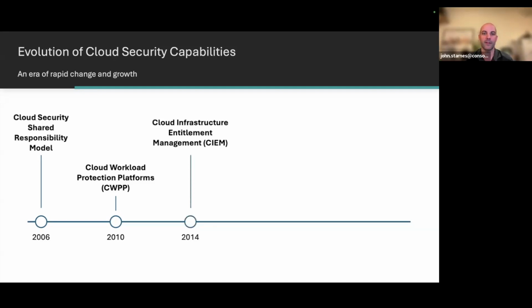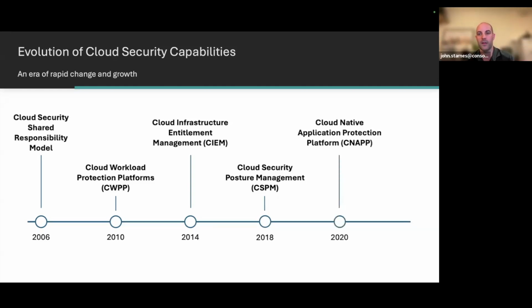2014, CIEM technologies were released, so Cloud Infrastructure Entitlement Management. This is focused really around the IAM component of cloud environments, who has access to what, auditing of those accesses and entitlements. Cloud Security Posture Management, CSPM, in 2018. This is focused around the administrative control plane of the cloud environments. And then finally, 2020, the most recent kind of modern iteration of all of these is CNAPP tools, or Cloud Native Application Protection Platforms. This is the culmination of the history so far, is kind of rolled into one singular platform, which incorporates all these different elements.